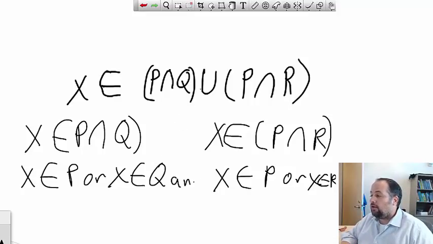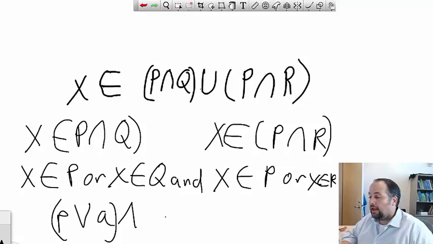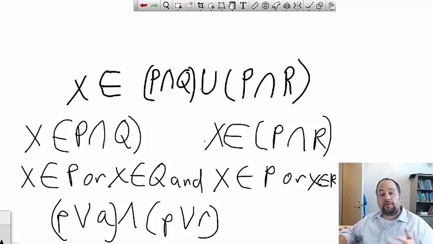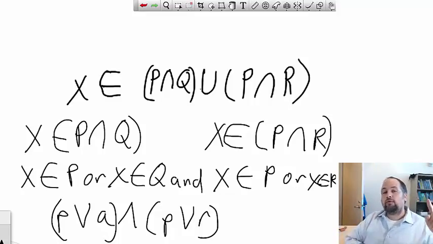Both of these things need to be true, so that's joined by an and, which means P or Q and P or R, which is the other half of our distributive rule, right? So the distributive rule for sets is exactly the same as the distributive rule for Boolean functions.